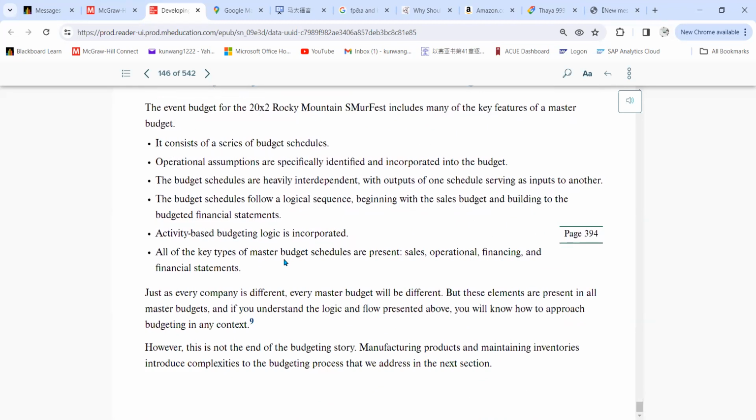So I will stop here for this one-time event budgets, and let's pick the manufacturer budget next time, when we try to expand the budgets to include the production budget, inventory budgets, cost of goods manufactured, cost of goods sold, and then the balance sheet.